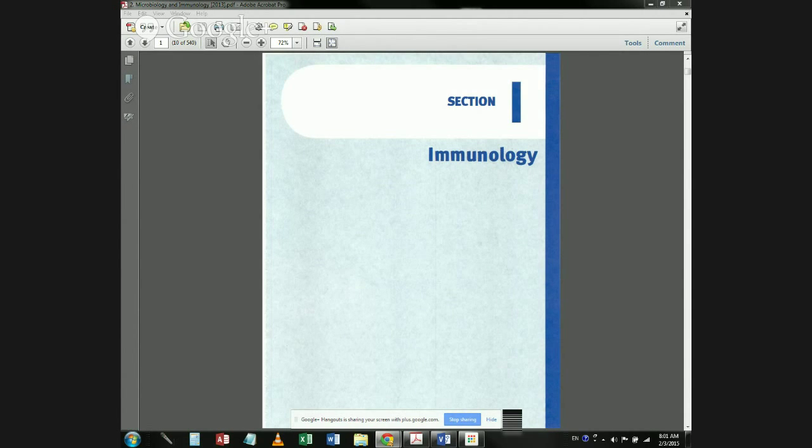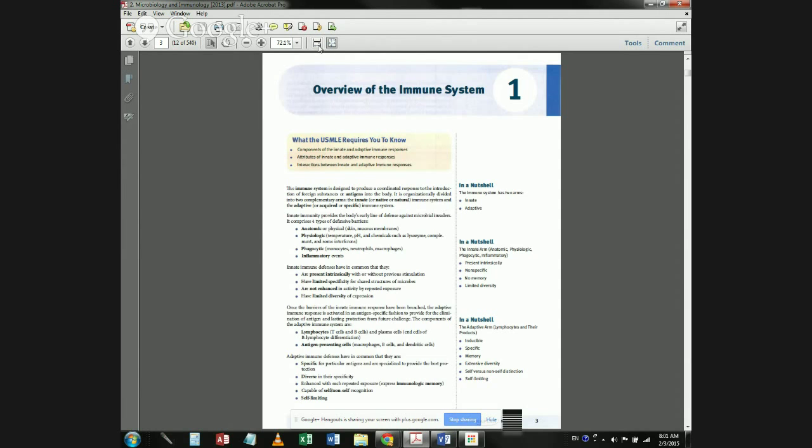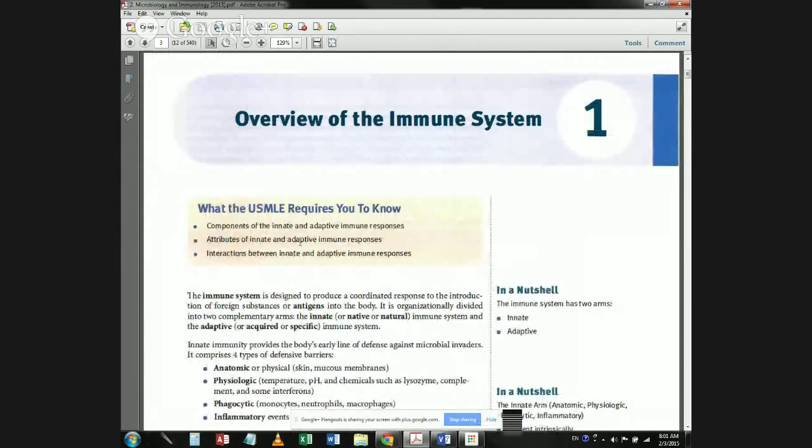So let's begin section 1, immunology, and just quickly read through everything, make sure we understand everything. So chapter 1. In this chapter, we're going to do an overview of the immune system. What the USMLE requires you to know are basically the components of the innate and adaptive immune responses. So we'll review that in the end. Attributes of innate and adaptive immune responses, and interactions between innate and adaptive immune responses.